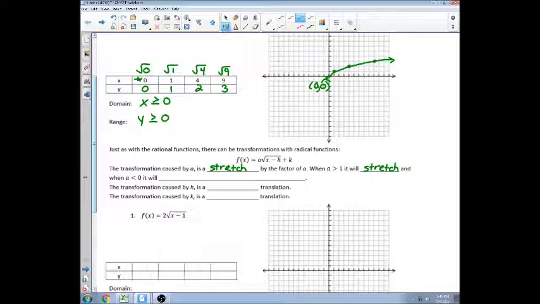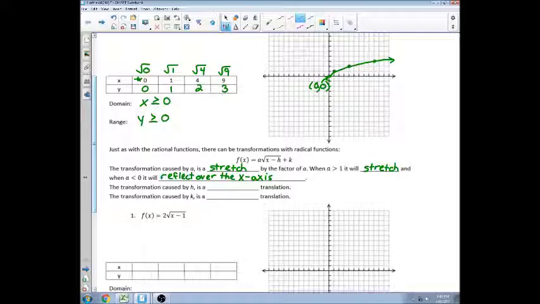And when a is less than 0, or when a is a negative number, it will reflect over the x-axis. You can really think of the negative sign and the a as being two separate things. They're still going to do the same thing whether it's positive or negative as far as the a stretching our graph. You'll see that here in 1 second.